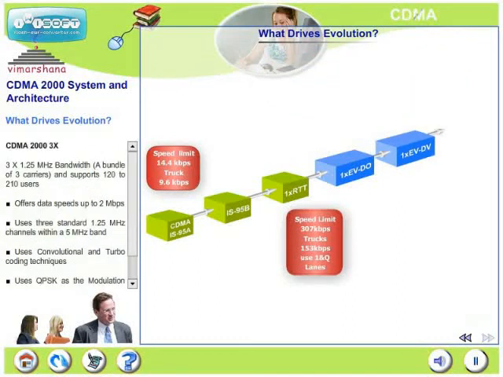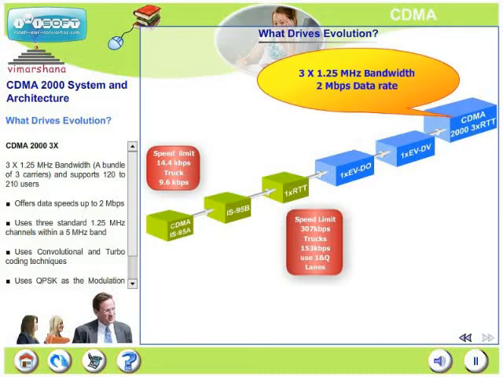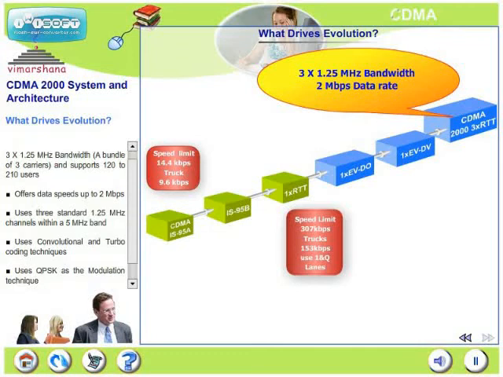Next comes CDMA 2000 3X, not very popular. 3X uses 3 times 1.25 MHz bandwidth, that is a bundle of 3 carriers, and supports 120 to 210 users. The capacity also becomes treble. Offers data speeds up to 2 Mbps, that's really a whopping speed.